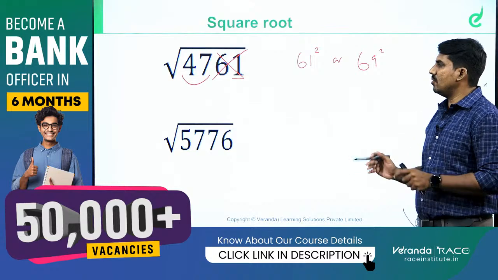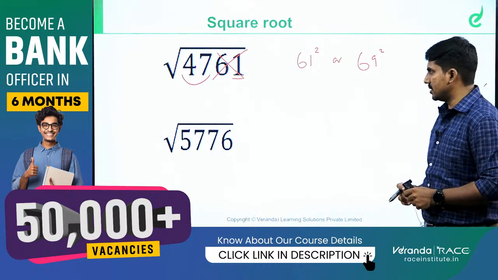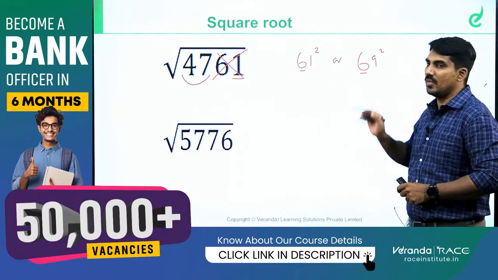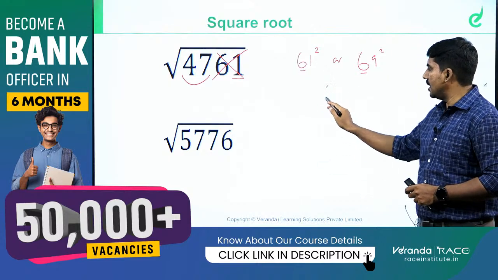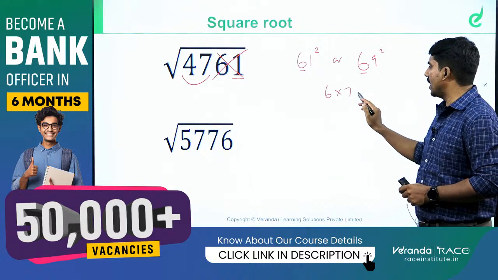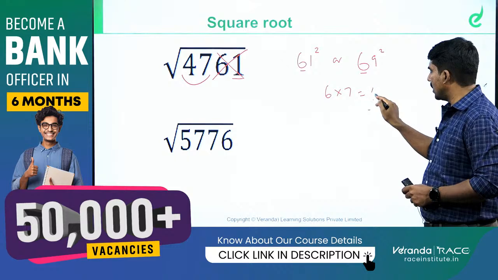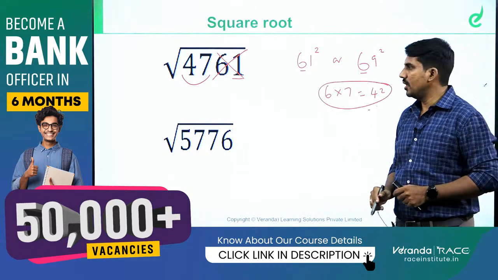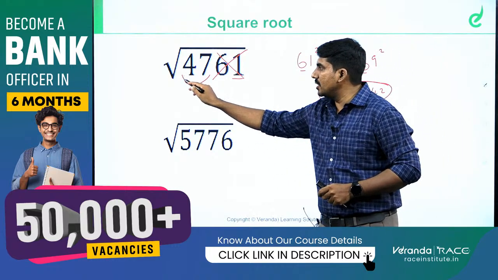Right? Now we have to confirm which is the right answer. For that, we have taken this common number 6. That 6 into 7, you check. 6 into the next number, we get a value. 6 into 7 we know very well. What is the result? 42. Right? But here the given number starts with 47.